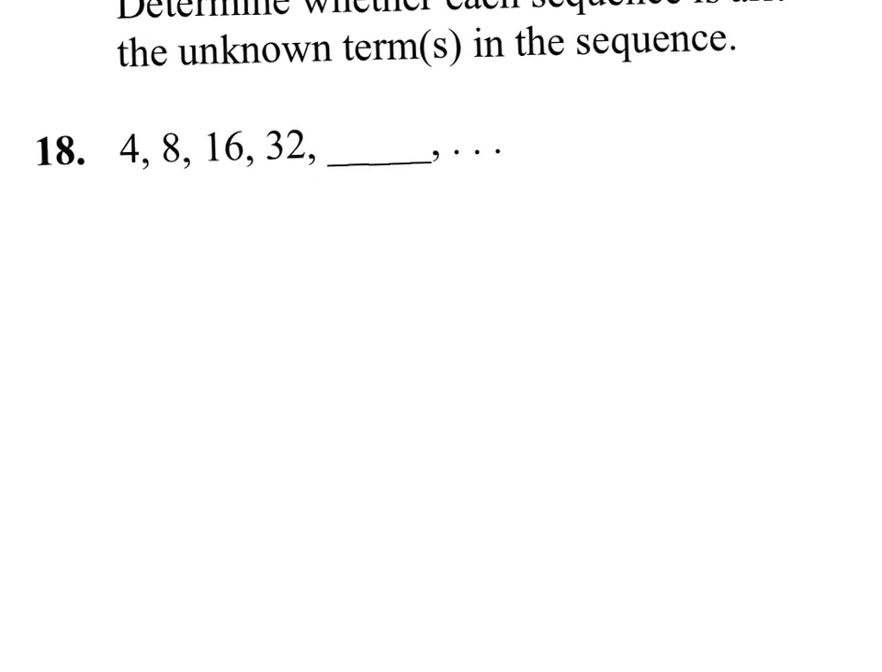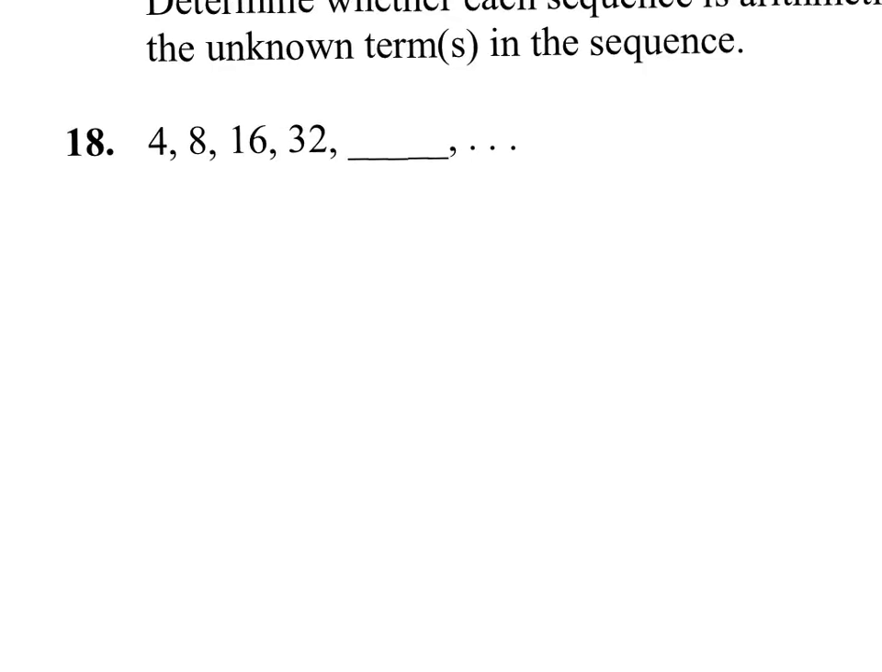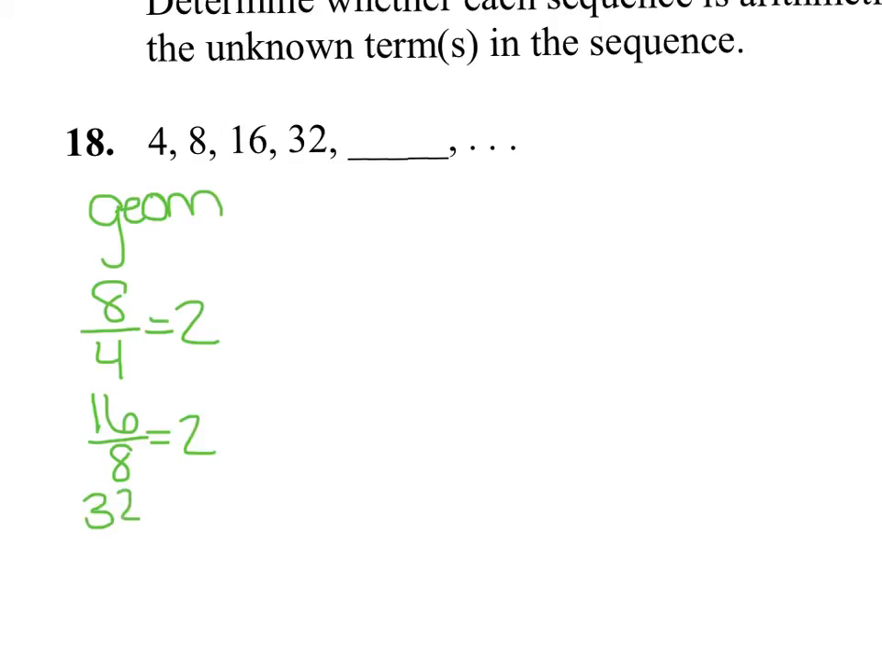All right, so we've got 4, 8, 16, 32. You can see these numbers are going up very quickly. So I'm going to go ahead and guess that it's geometric, and I'm going to check it by doing 8 divided by 4, and I get 2. 16 divided by 8, I also get 2. And 32 divided by 16, I also get 2. So this is my common ratio. R is equal to 2.